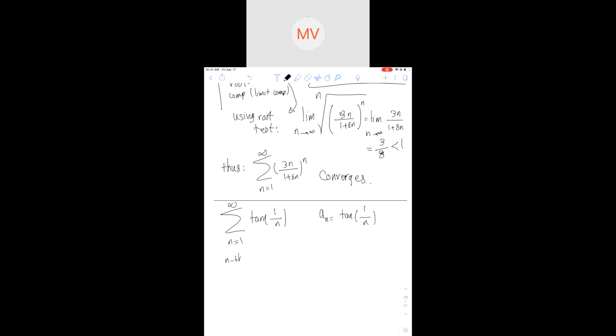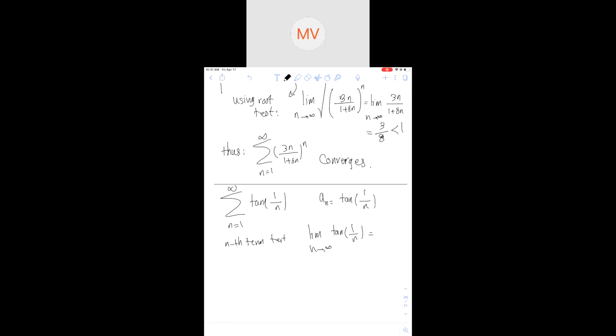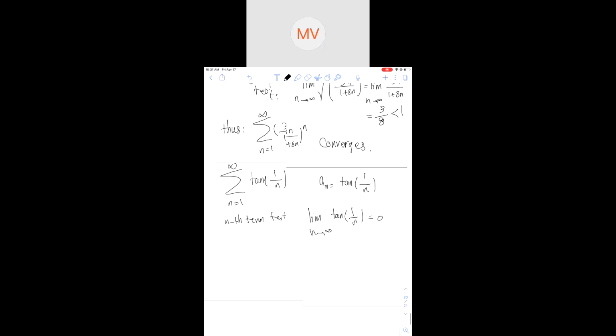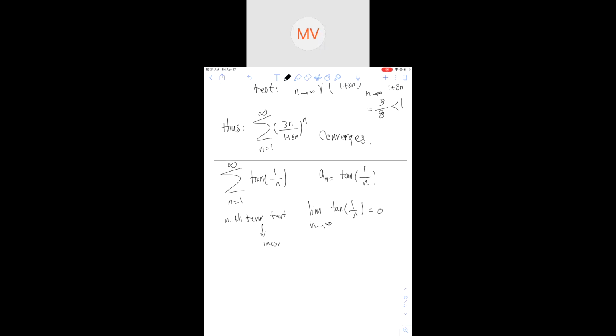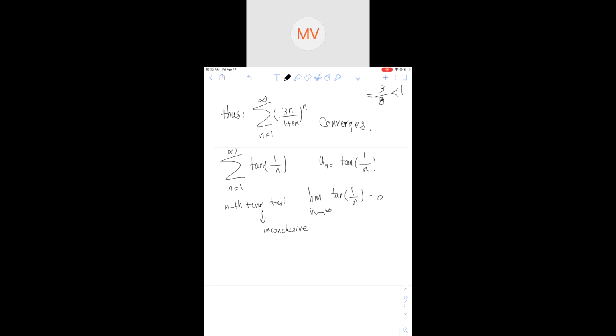Nth term test. The limit of tan 1 over n as n approaches infinity is tan of 0, which is 0. So this test is inconclusive. Okay?